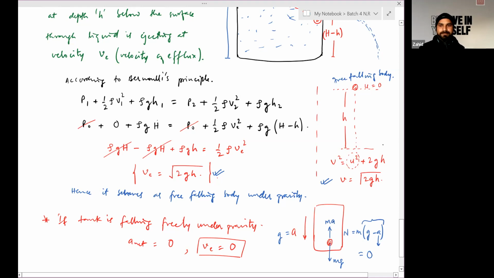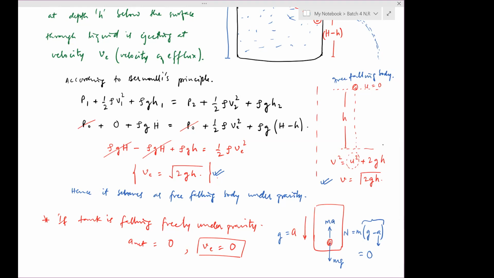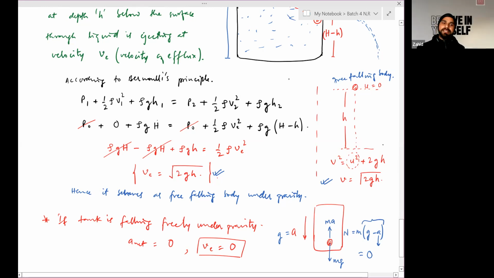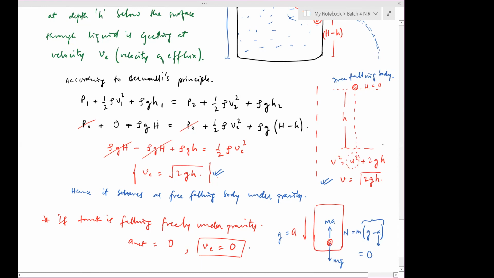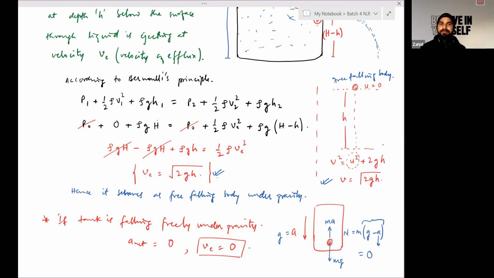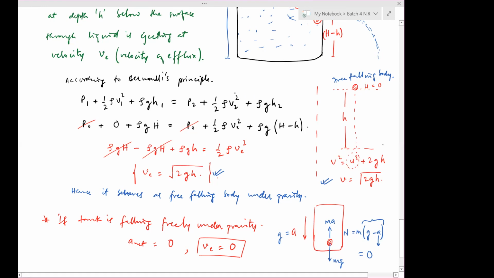Is it clear? Yes, sir. That's why if this entire system falls freely, the net acceleration will become 0. So there will be no ejection of liquid. It means the velocity of efflux will be 0. Okay, sir. So this will keep the liquid in. Any doubt?